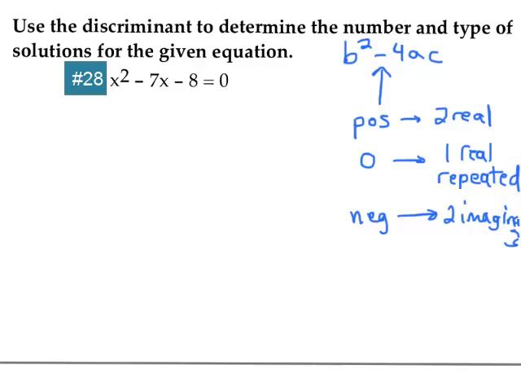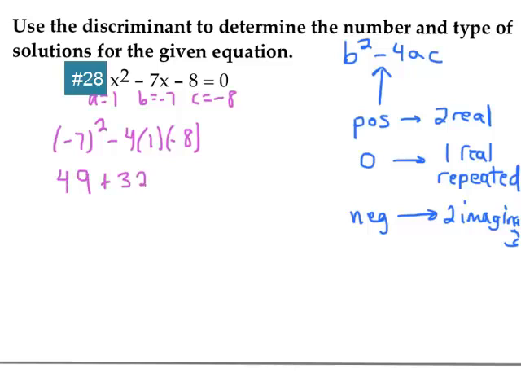Okay? So this is kind of like the quadratic formula, you just have quite a bit less work to do. So here a is 1, b is negative 7, c is negative 8. So b squared minus 4ac, this would be 49 plus 32, which is 81. That is a positive number. Okay, and so if it's a positive number, that means there's two real solutions.